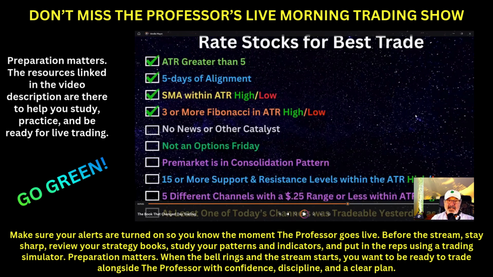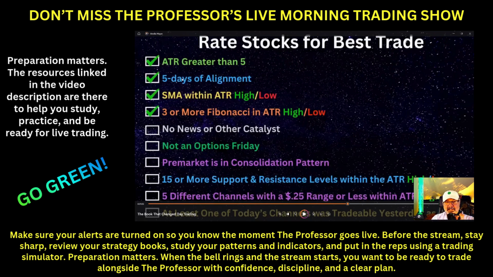What is an ATR? That's the average true range of a stock, the price of a stock, how much that stock moves. Like is it going to move between $1 and $10? So you want it to move at least $5 according to this. We'll go into ATR in more detail.